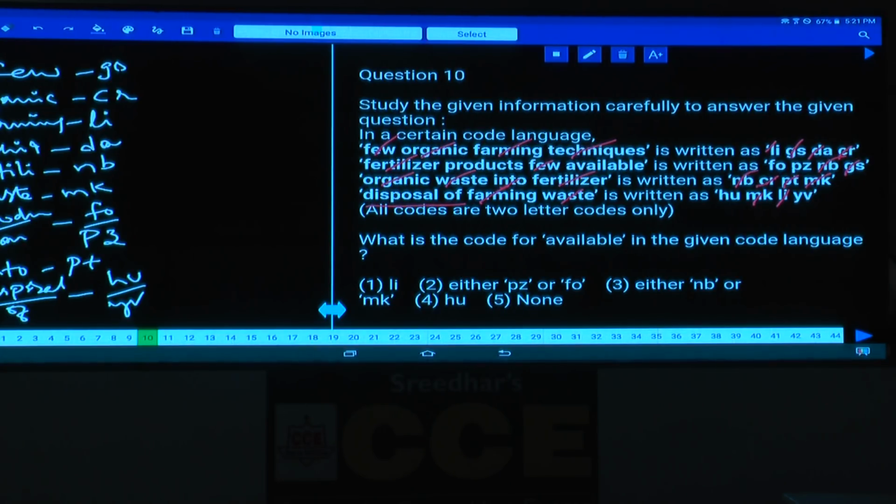Then question number 10, what is the code for the word available? Yes, what is the answer here? Available, either it could be FO or PZ in any order, that is choice 2.